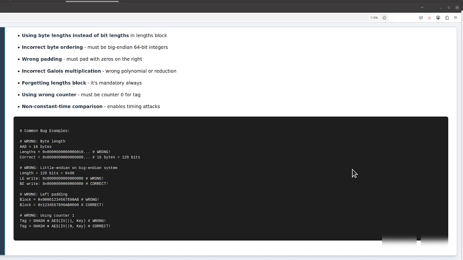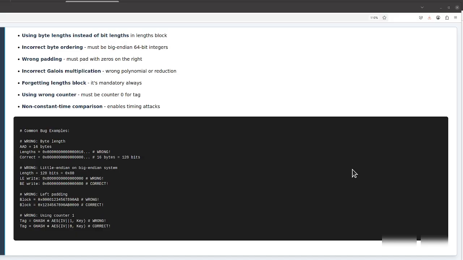Mistake 5. Forgetting to process the lengths block. Some implementations mistakenly think G-hash is just AAD and ciphertext processing. The lengths block is mandatory and must always be processed, even if AAD or ciphertext is empty. Mistake 6. Using the wrong counter for the final XOR. The encrypted counter must be counter 0 with the message's IV, not counter 1 or any other value. Using the wrong counter gives a different tag that won't verify.